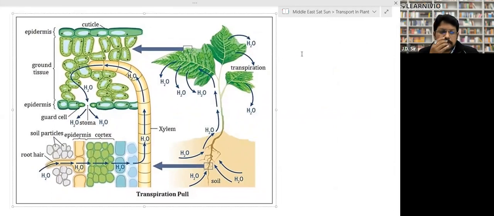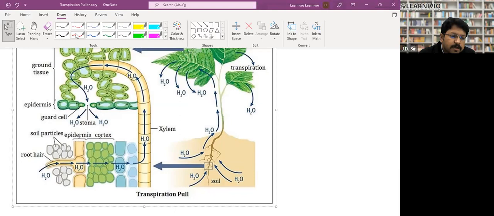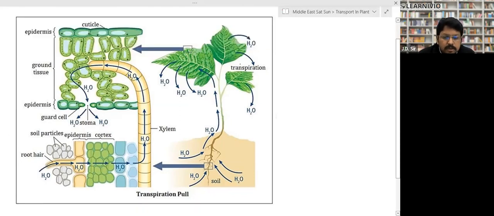Look, this is the transpiration pull theory. So what does the transpiration pull theory say? It says that, look, the upper part represents the leaf, right? From where the transpiration is taking place. You can see over here, the transpiration is taking place from the stomata, right? These are losing the water.